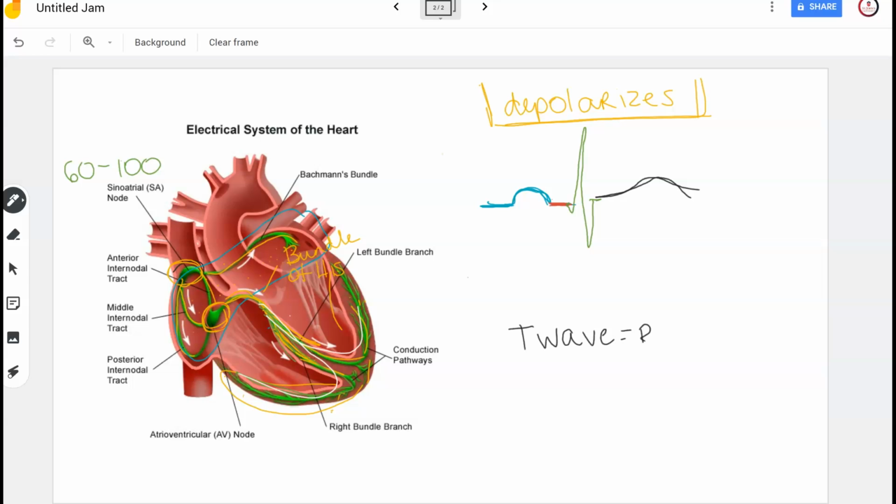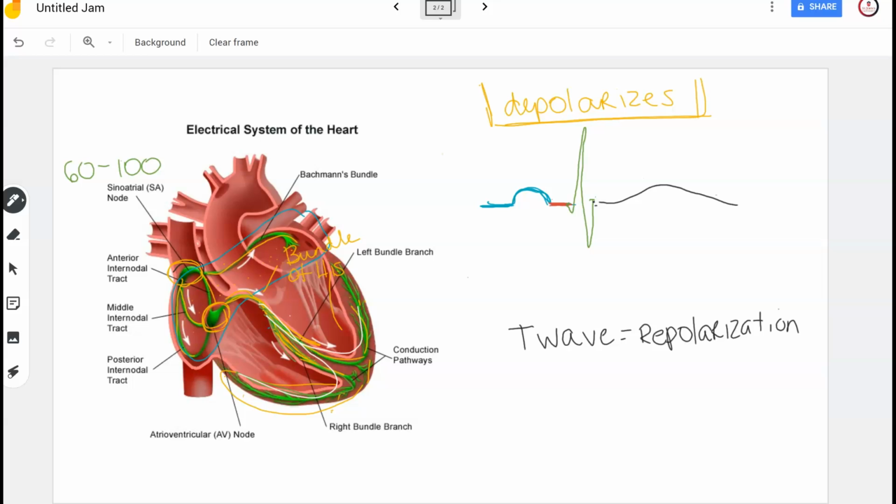So while every other part of your EKG is equivalent to depolarization, the T wave is the only part that is equivalent with repolarization. And that comes right back down to the isoelectric line. Let me make that a little cleaner. You come right back down to the isoelectric line and you start the process all over again.